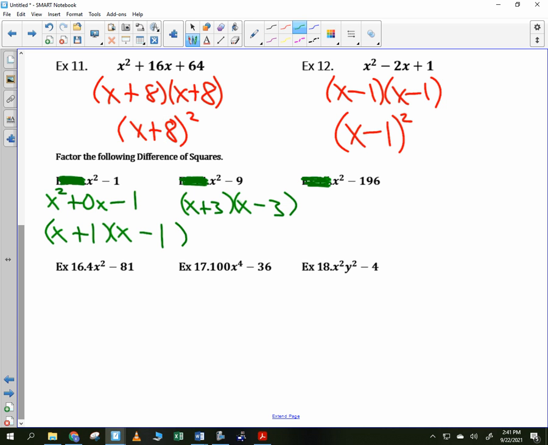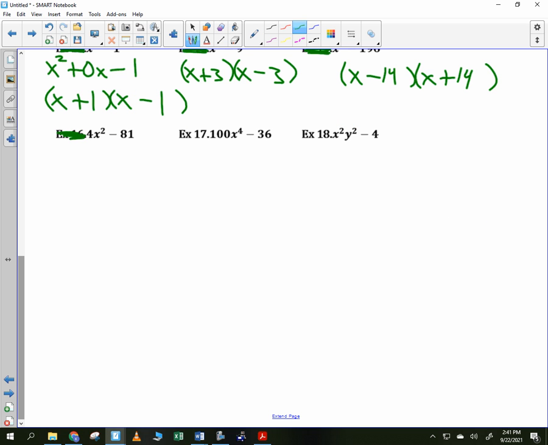Uh-oh, we got a big number. Yup. X times x is x squared. We got a minus 14 and we got plus 14. What's different about example 16? What multiplies to 4x squared? 2x and 2x. What multiplies to 81? 9 and 9. So I got a plus and I got a minus.